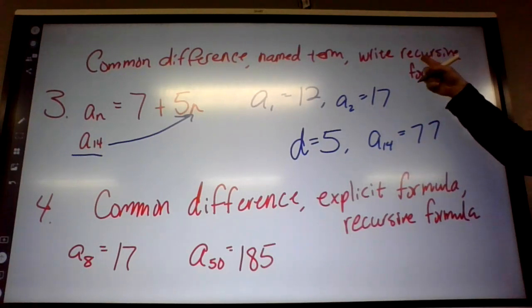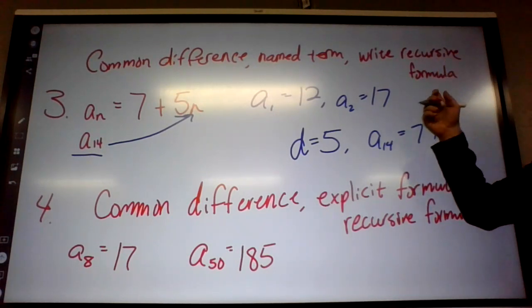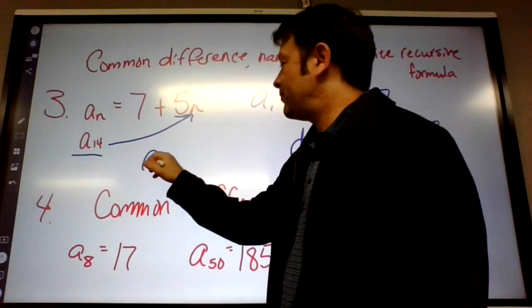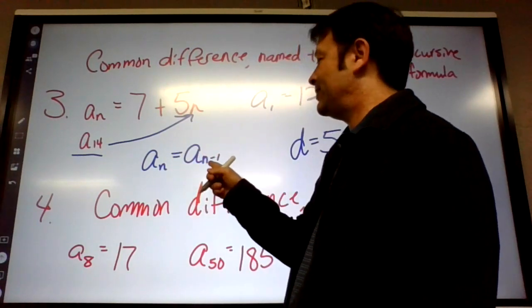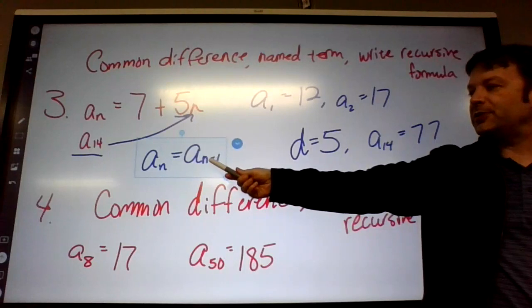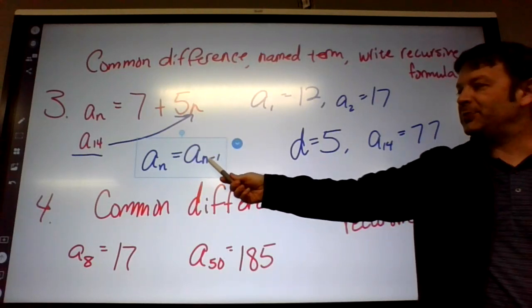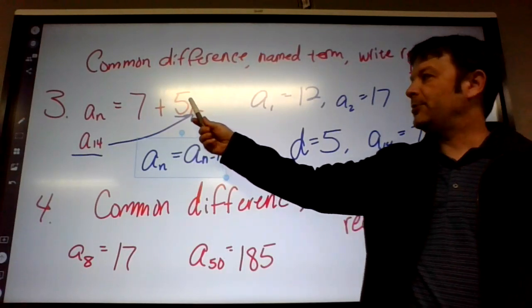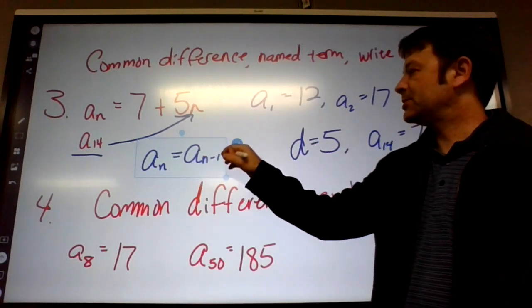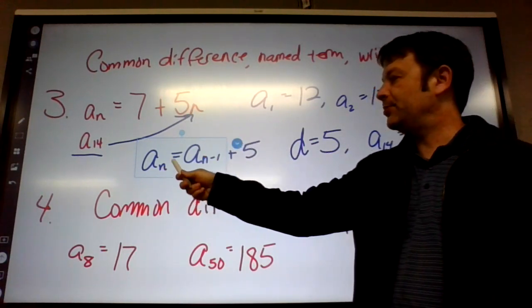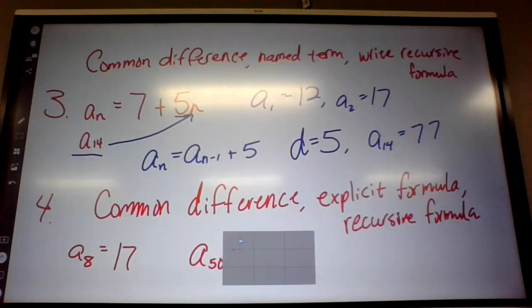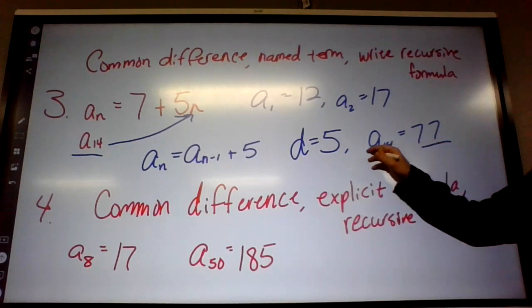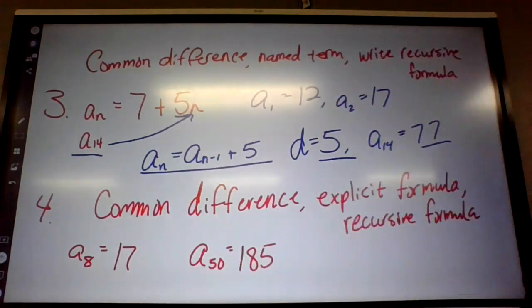Okay, recursive formula. We did not do this very much last week, if at all. But recursive formulas can actually be pretty easy. It just always refers to the previous term. So recursive formulas always have an a sub n minus 1. This just means the previous term, and the pattern is plus 5. So the new term equals the previous term plus 5. Those are the 3 answers.